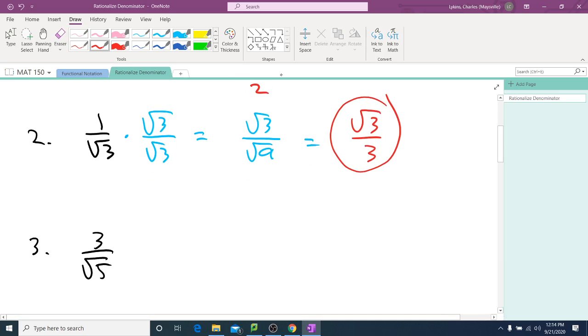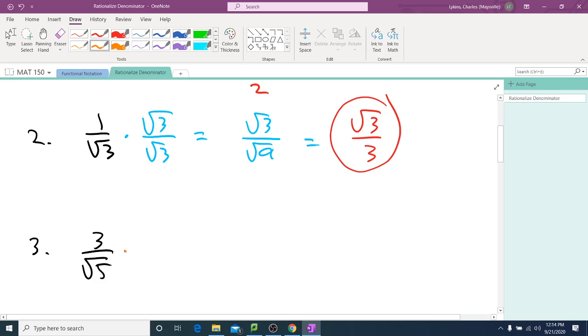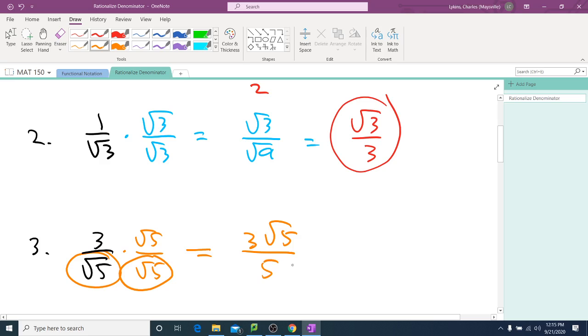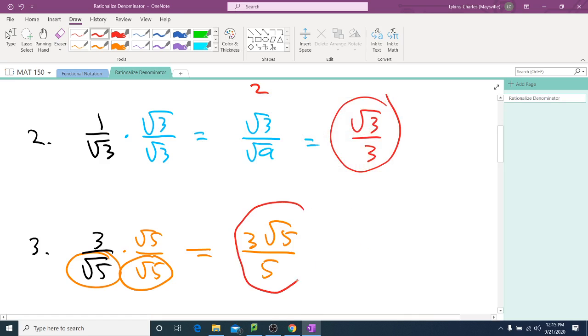Now what happens if you have 3 over the square root of 5? Well, we still follow the same rule: multiply the top and the bottom by the square root of 5. But now you're going to say, okay, this is 3 times the square root of 5 over, and since I've got two pairs right here, and I know 5 times 5 is 25, and the square root of 25 is 5, so that number is the same, so that's my number. This right here is as far as you want to bring it down to.